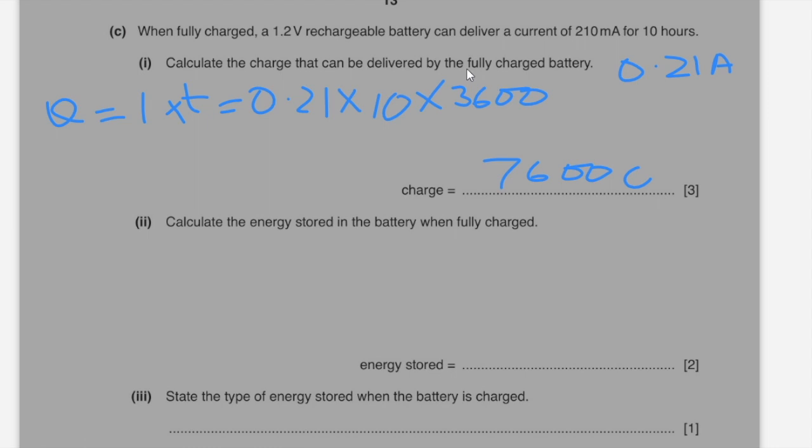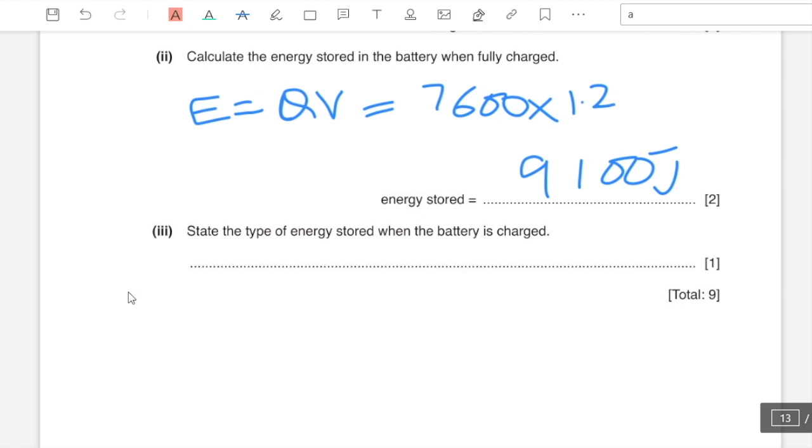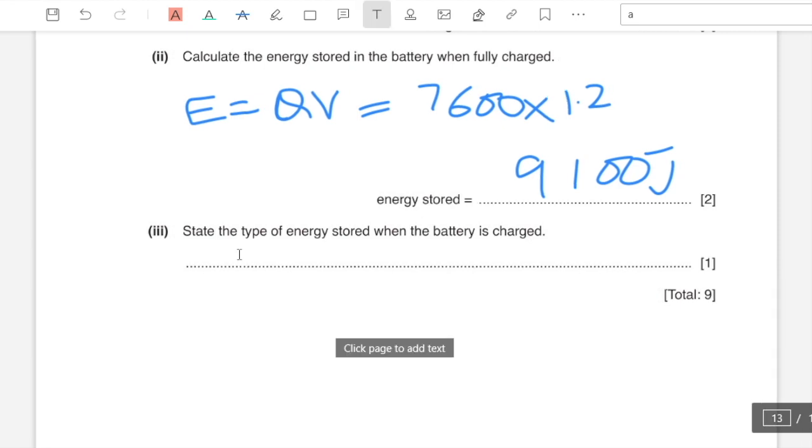2. Calculate the energy stored in the battery when fully charged. Alright, so the formula of energy is charge into voltage, which is equal to 7600 into the voltage, which is 1.2, and that is equal to 9100 joules. 3. State the type of energy stored when the battery is charged. This is a chemical energy form.